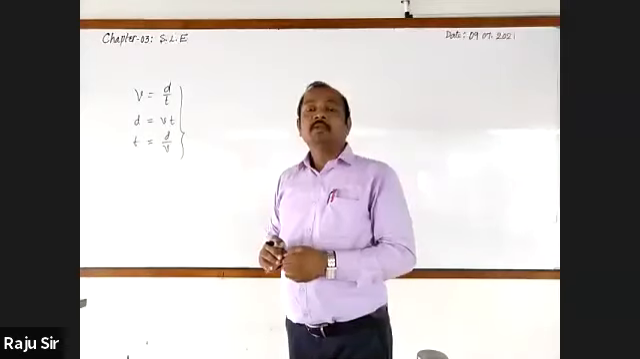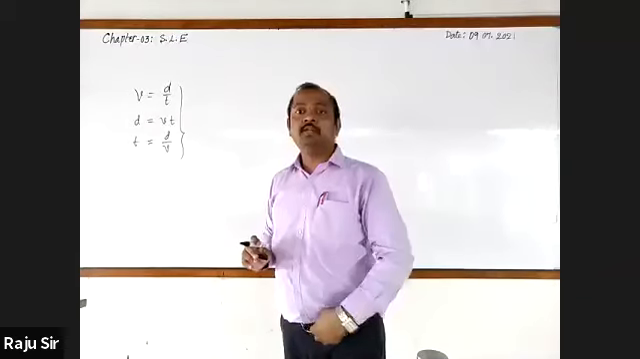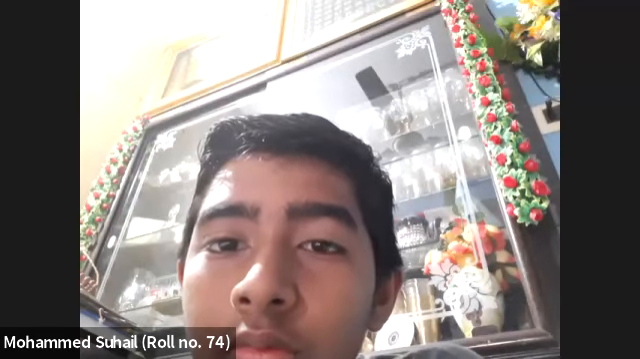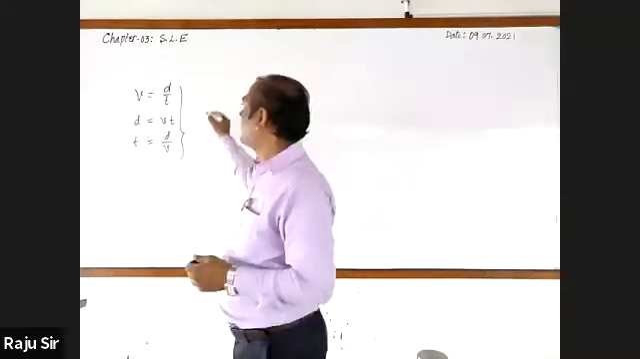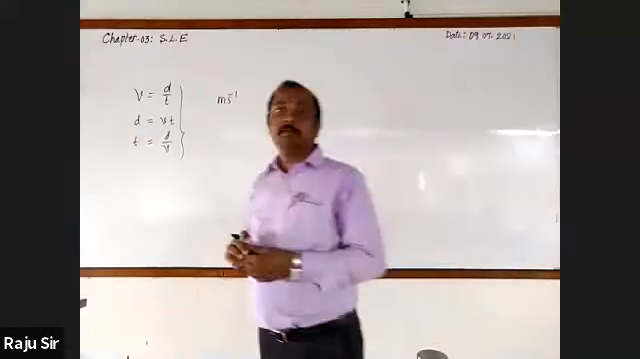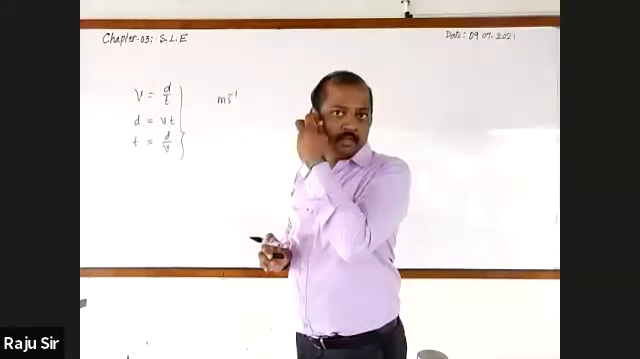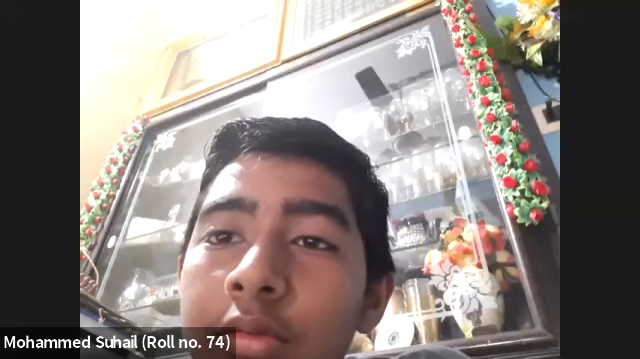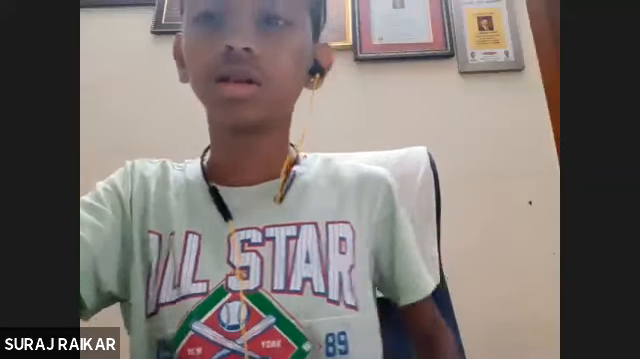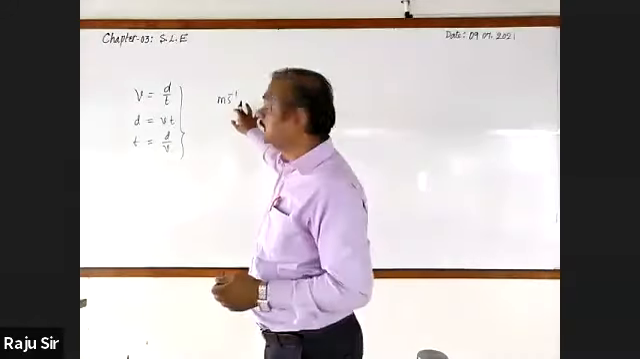We know that as speed is measured, it is a physical quantity. Therefore, we use a unit. What is the unit? Meter per second. What is the full form of SI? System of International. The SI unit of speed is meter per second.